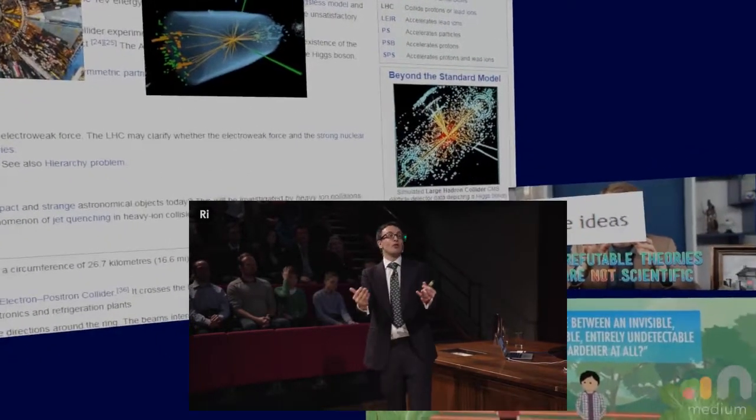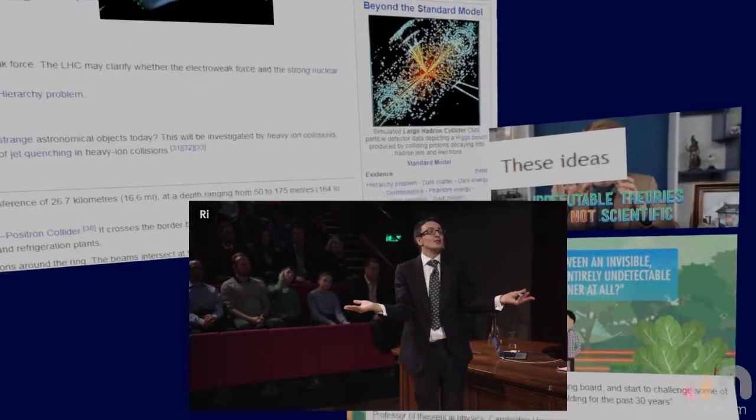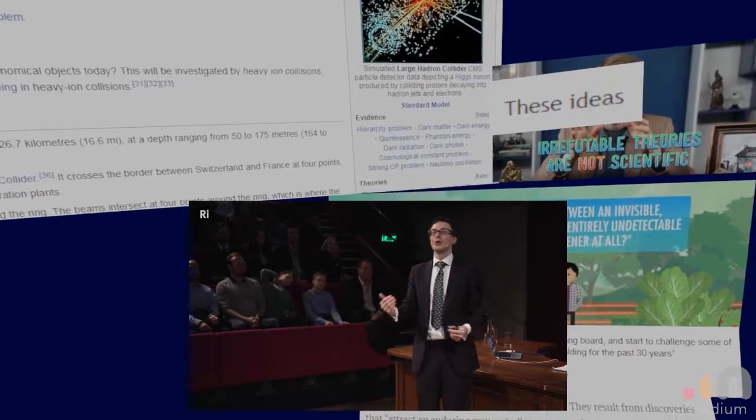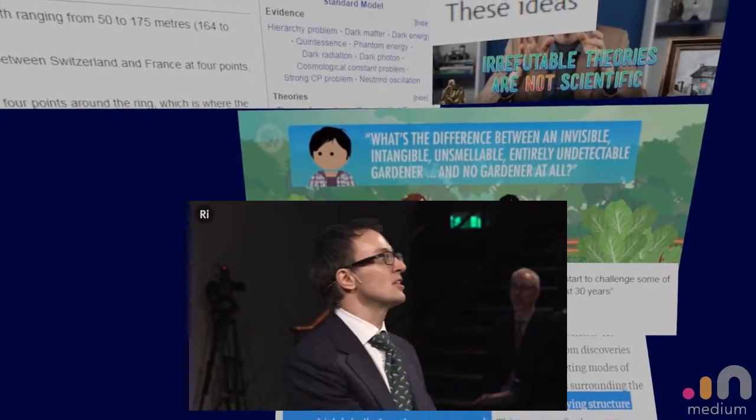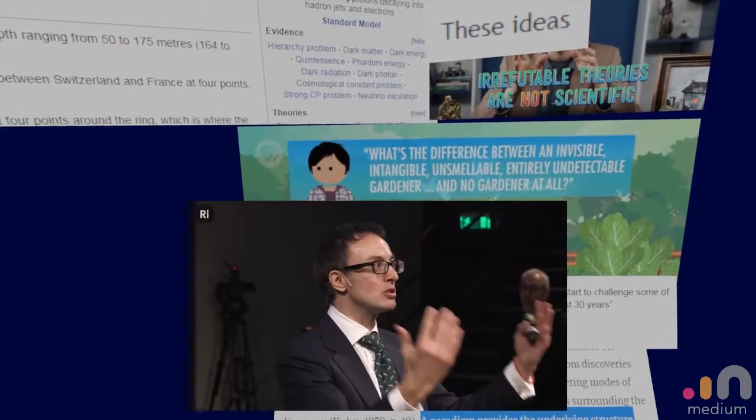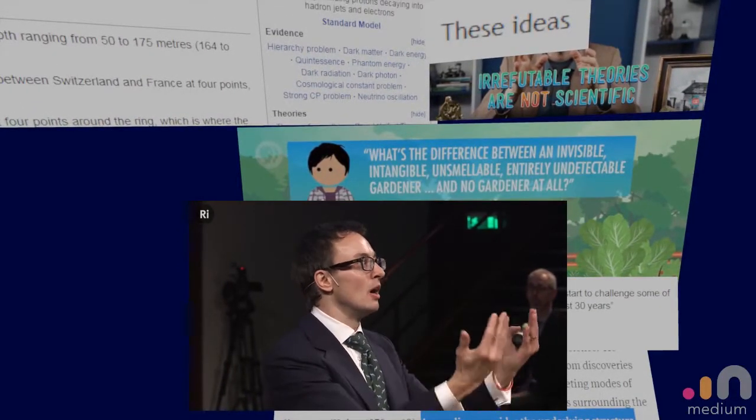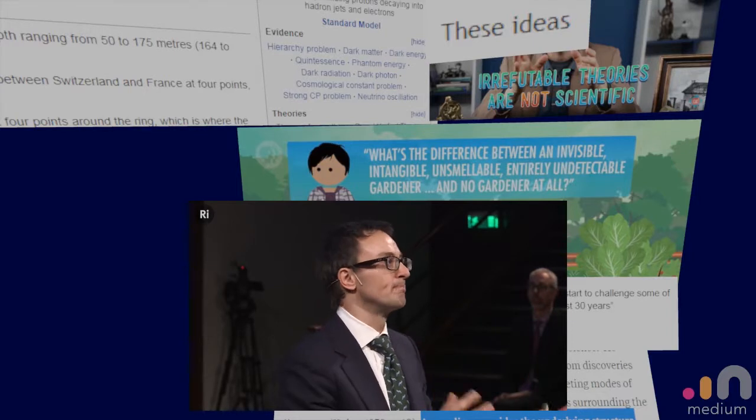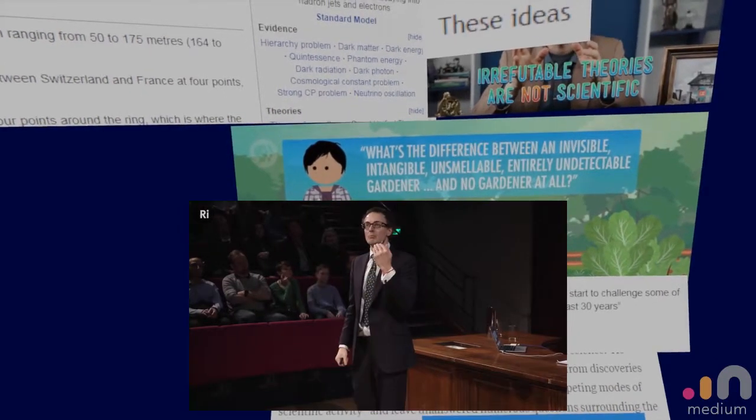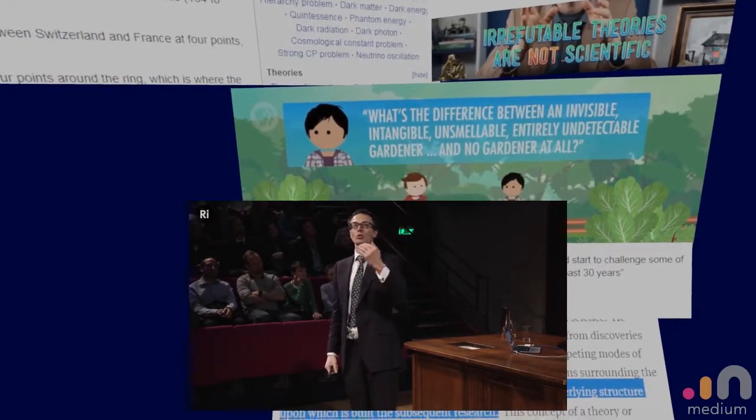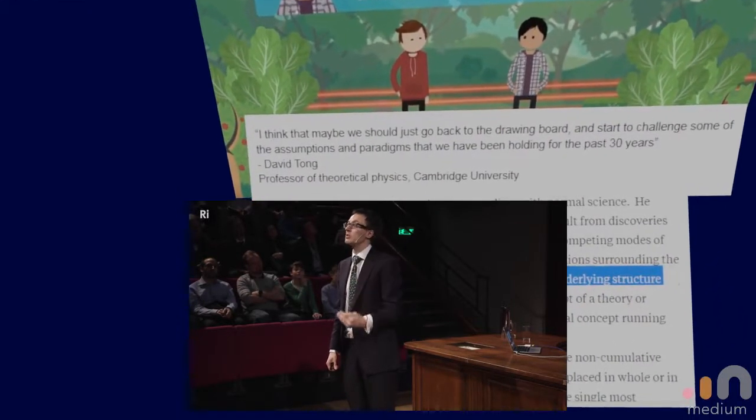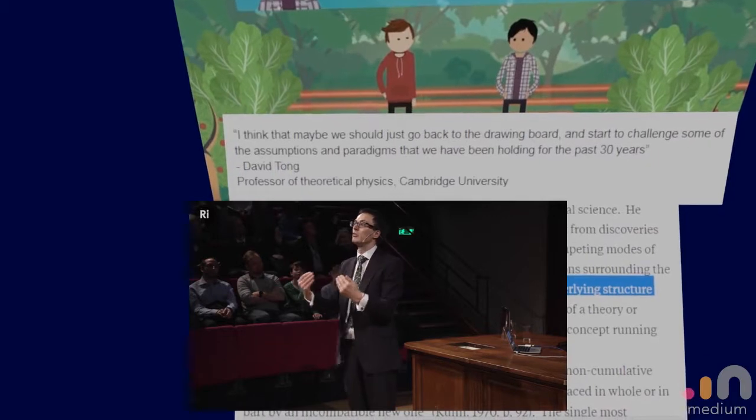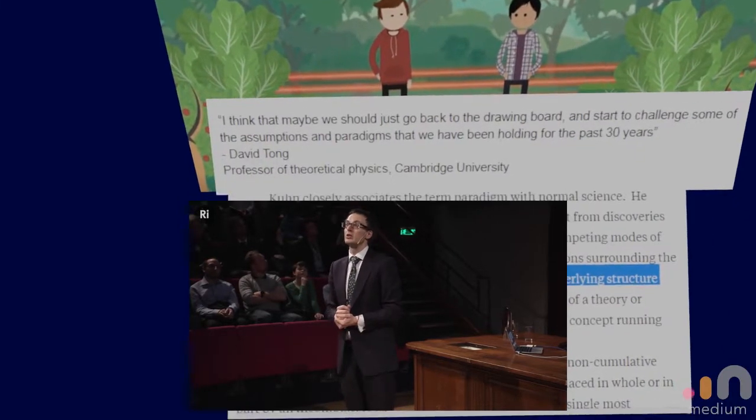And the question going forward is, what are we going to do about it? How are we going to make progress in understanding the next layer of physics when the LHC isn't seeing anything and our ideas just don't appear to be the way that nature works? So my response is, I think that maybe we should just go back to the drawing board and start to challenge some of the assumptions and paradigms that we've been holding for the past 30 years.